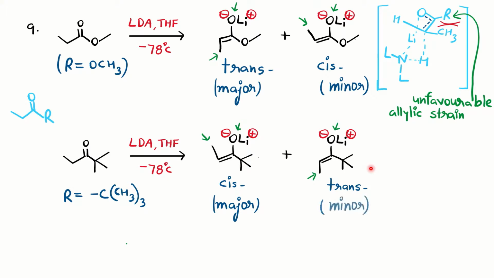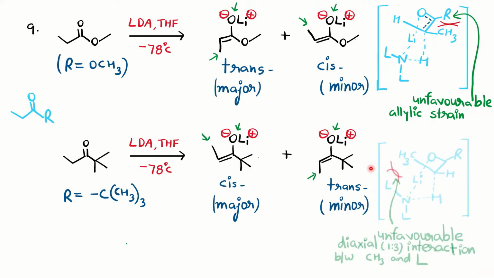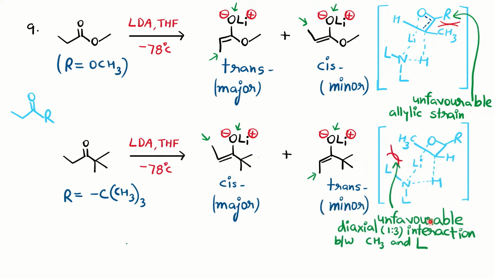So here the cis isomer is going to be major if you have R as a bulky group. The explanation is given here. If the CH3 is, you can notice, opposite to R. So some kind of 1,3 diaxial interaction is there between the methyl and the isopropyl amide, right? You can see the interaction is there, 1,3 diaxial interaction.